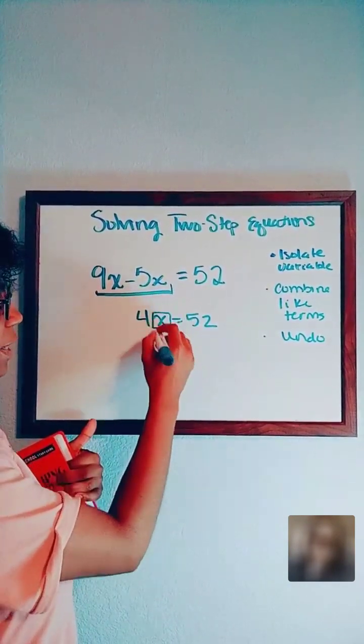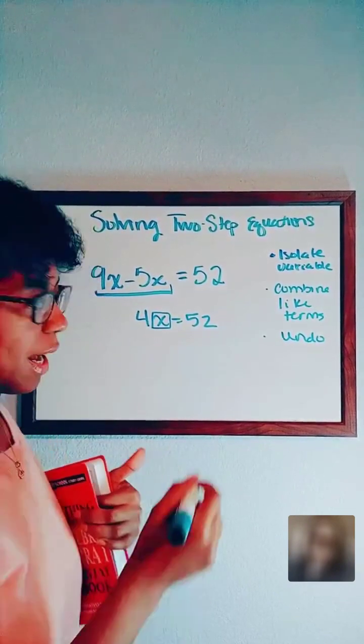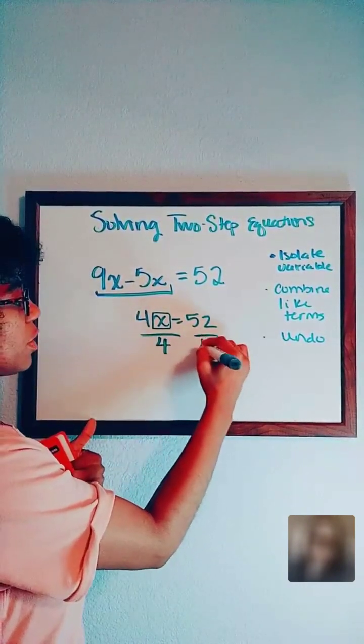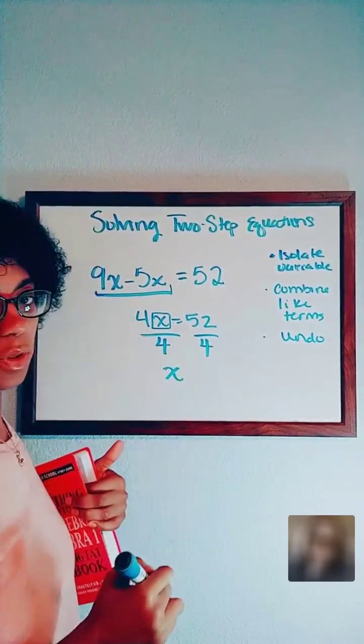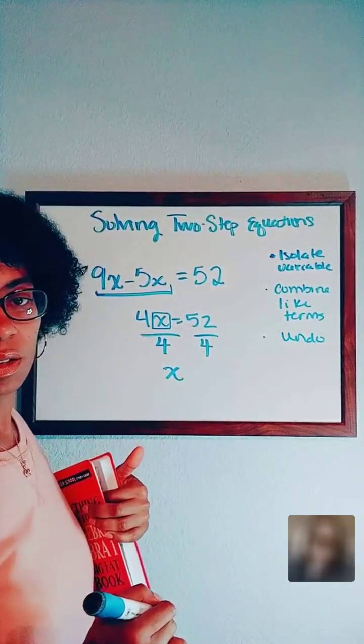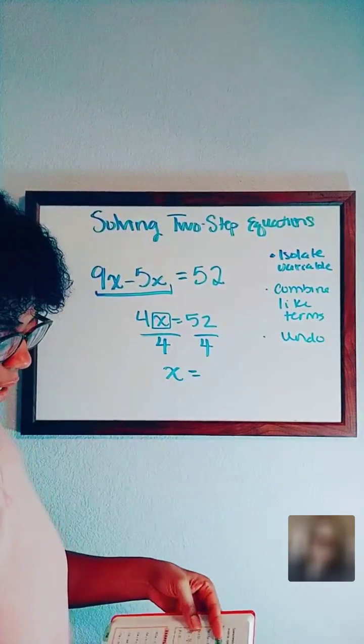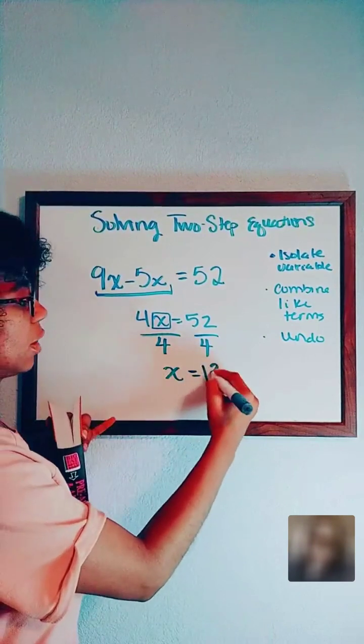How do you get the x by itself? What's my last step? Divide. There you go. So 52 divided by 4. So x is equal to what? That's it. Where is it 13? Don't let me lie to you. Yes, 13.